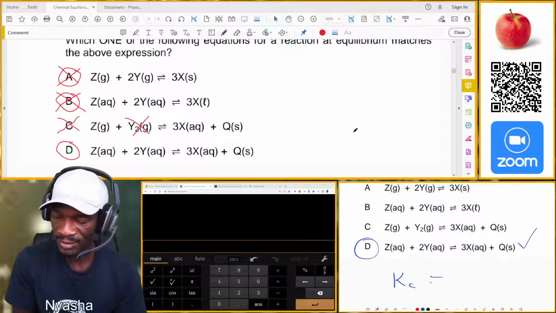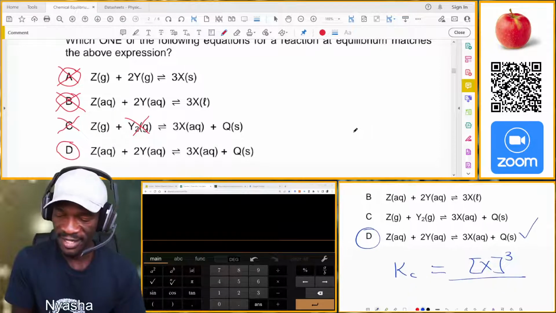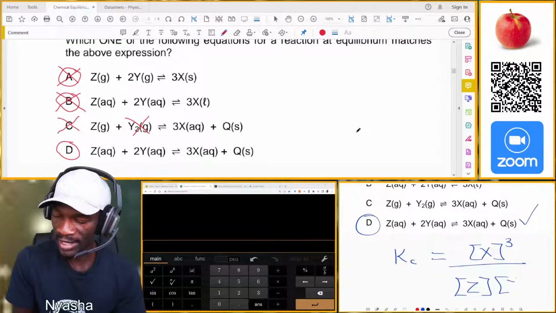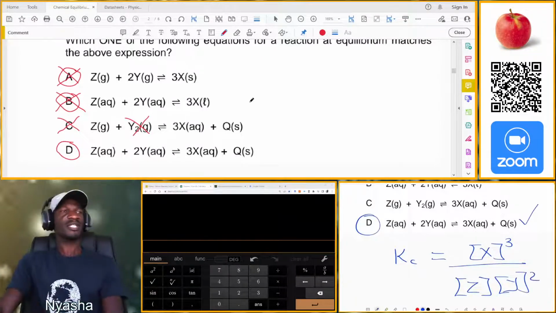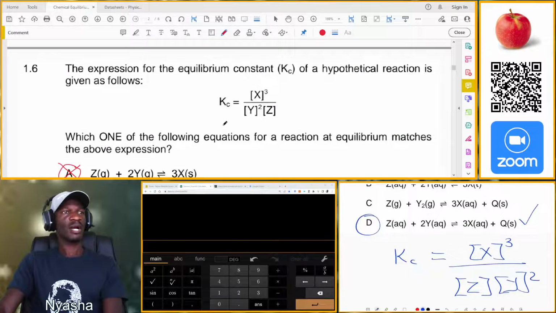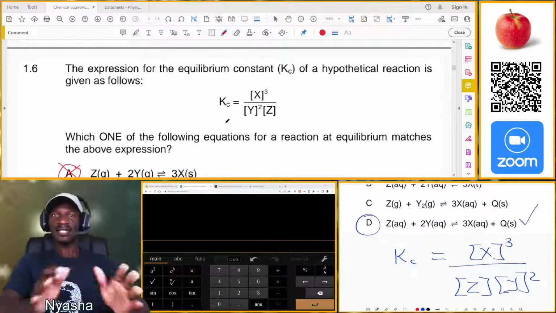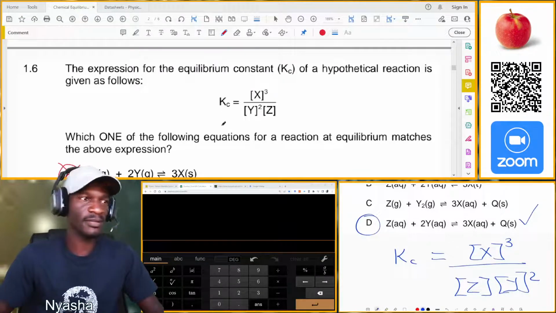Now Kc will simply be the concentration of X raised to the power of 3 divided by the concentration of Z multiplied by the concentration of Y squared, which is in agreement with our equilibrium constant expression. Right. Any questions on this one?